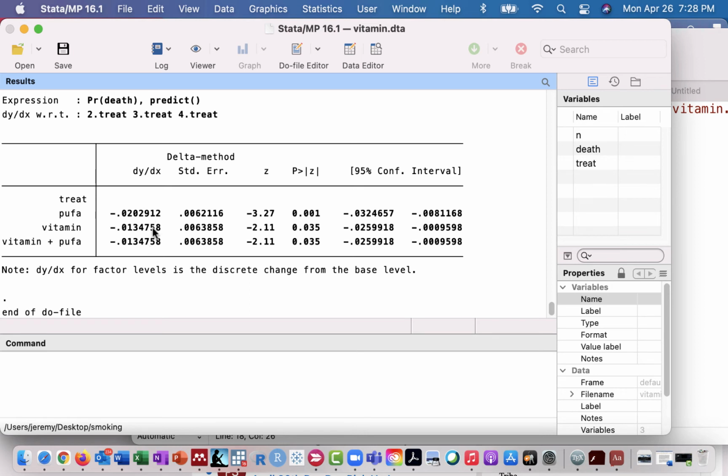So they all save lives. PUFA saves lives, vitamin saves lives, vitamin plus PUFA saves lives. They're all statistically significant. The p-values are less than 0.05. So if it's statistically significant, it means that it decreased it, right? And how much did it decrease? It decreased it by 0.02, and between 0.03 and 0.008. So decrease, statistically significant, yes, yes, yes.